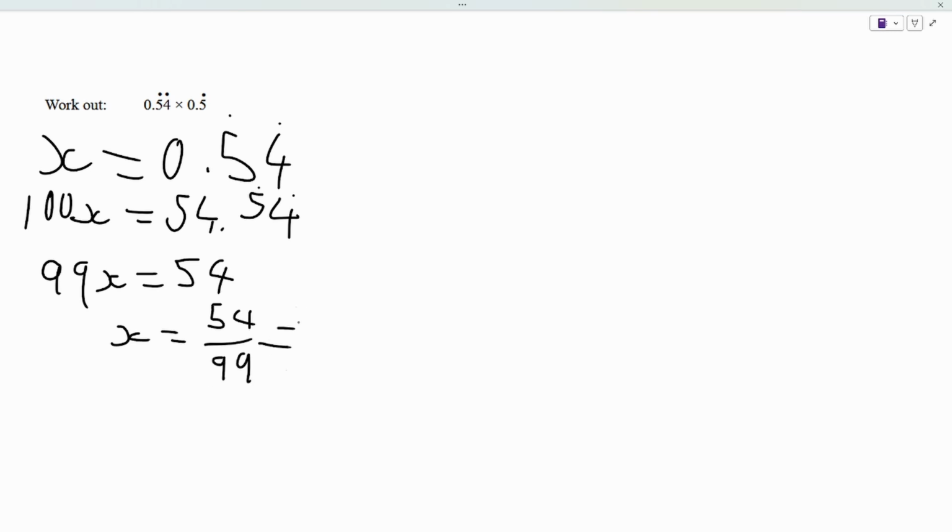Which we can simplify down. They're both divisible by 3, and then that is 18 over 33. And then that can also simplify again, to 6 over 11. So 6/11ths.